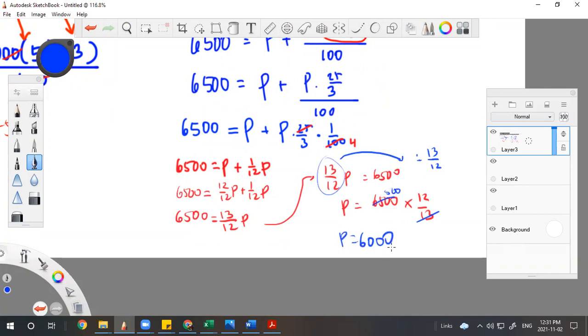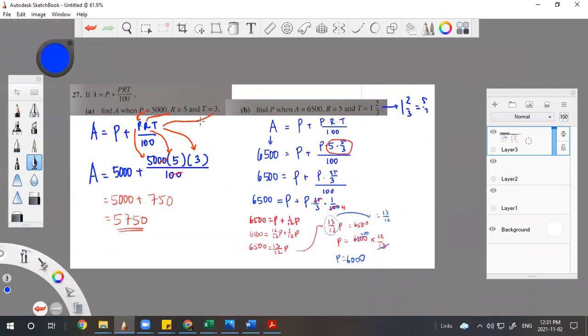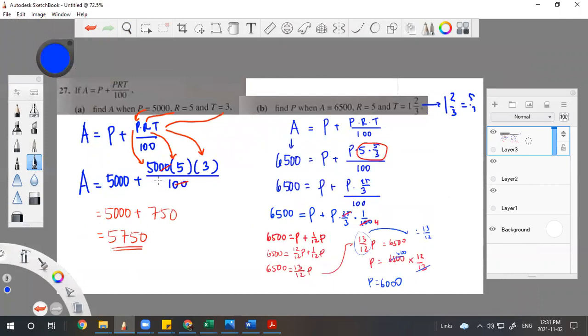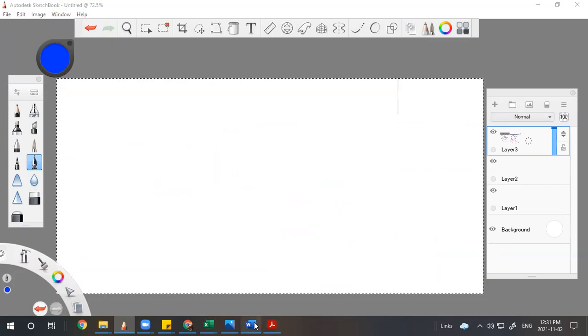Ini cuman kayak bolak-balik rumus ya. Yang susah B pasti, soalnya yang A gampang. Yang A itu cari A-nya, langsung dapat A equals. Kalau ini, find P. P-nya ada di dua tempat, guys. Ada di sini sama sini, itu yang bikin males. So you have to combine and solve. Oke, copy lagi.